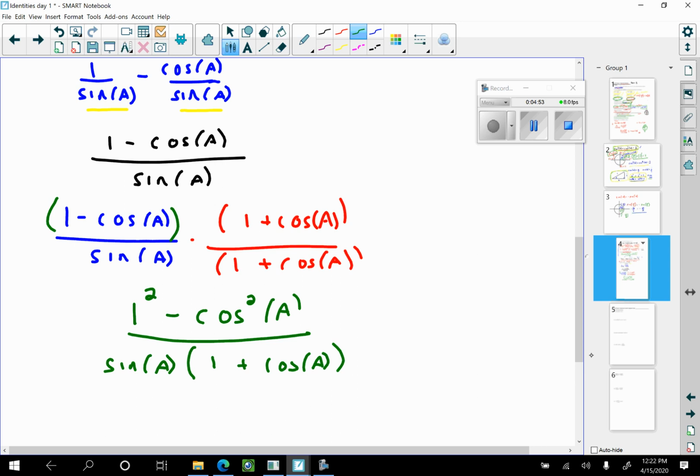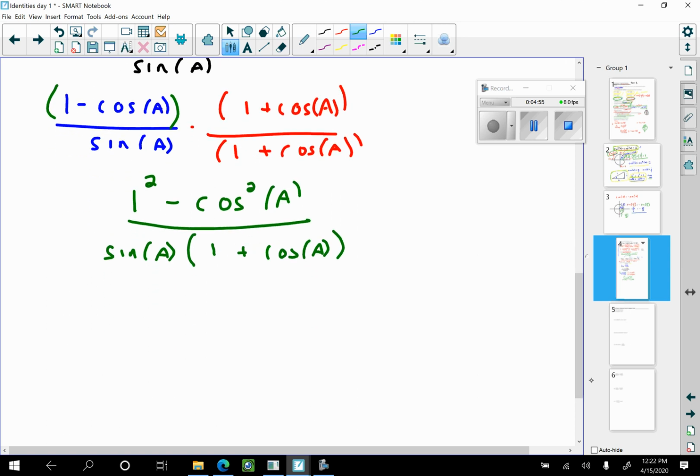Okay? So now, the next thing I'm going to do is use the Pythagorean identity, and I'm going to realize that this top thing here, 1 minus cosine squared, is equal to sine squared of A. Look back in your notes from yesterday. And so now I have that, and you're going to see in a minute why I did not multiply through the bottom.